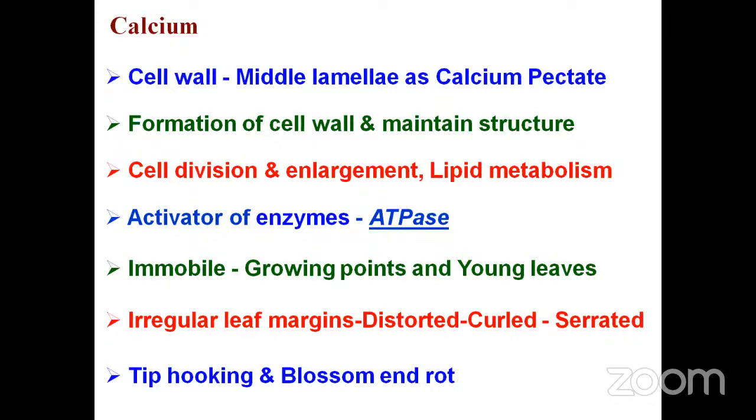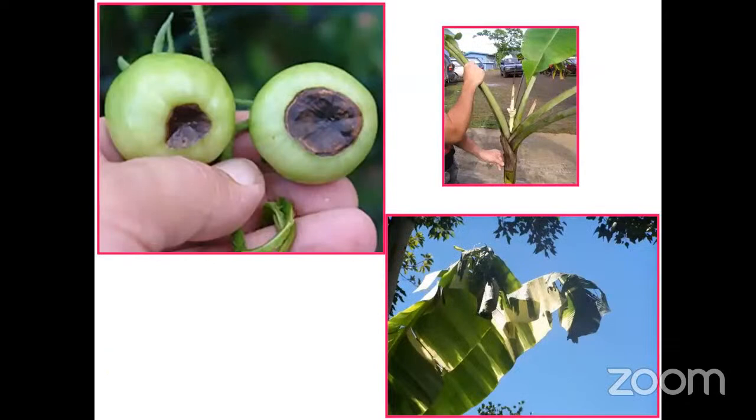Calcium is immobile in nature. So irregular leaf margin, distorted curls, and serrated leaf margin are the deficiency symptoms. The diseases caused due to deficiency are tip hooking and blossom end rot. So you can see the deficiency symptom because of calcium.